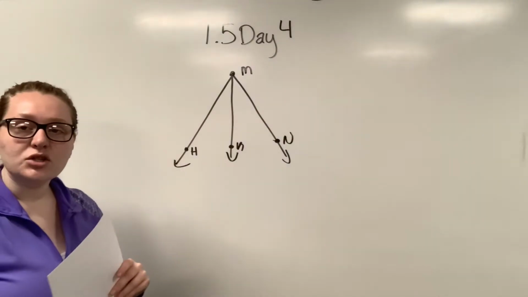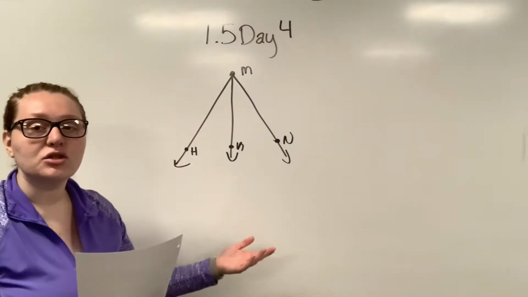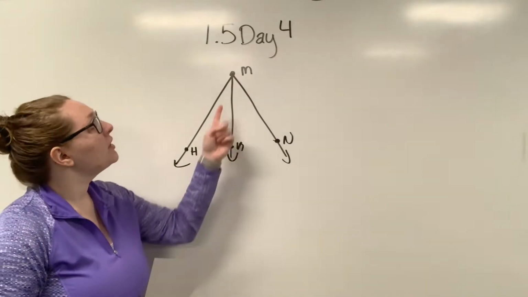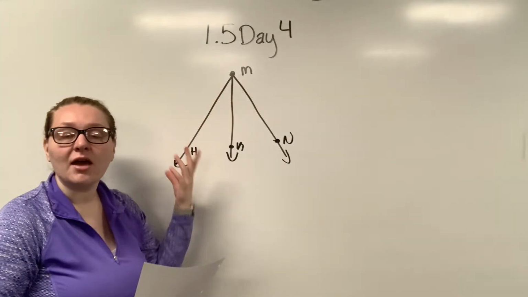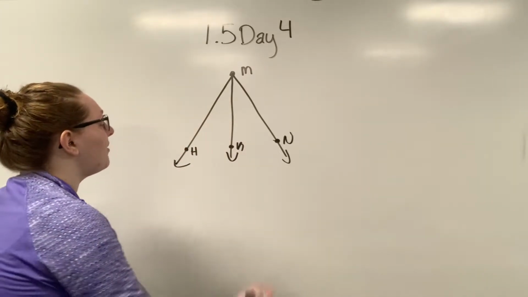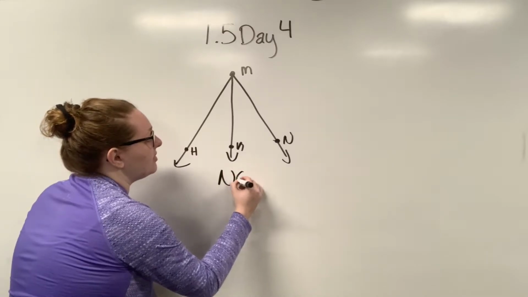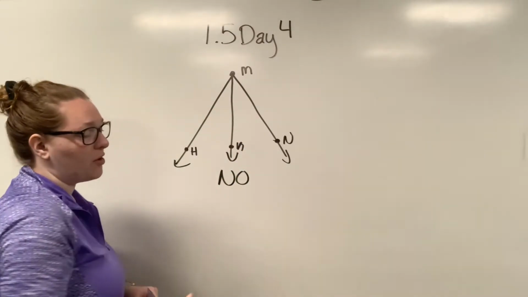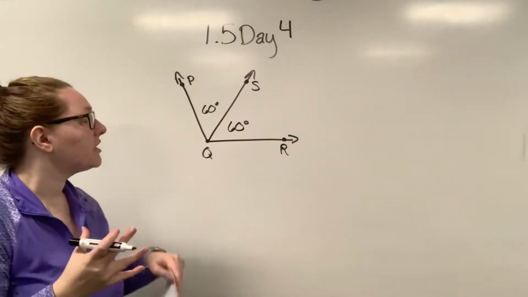This next one, even though it has three rays and we have one in the middle that could be an angle bisector, we don't have any strikes up here and we don't know the angle measures to say that they are the same. So we don't have enough information to say that this middle ray, MK, is an angle bisector, so no.